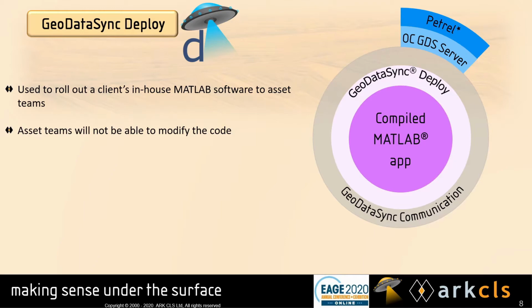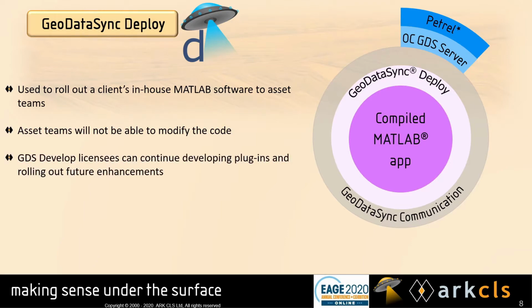ARK CLS configures GeoDataSync Deploy for each licensee, which protects the licensee's in-house developed GeoDataSync-enabled applications because such apps will only run on the licensee's specifically configured GeoDataSync Deploy. Following rollout of in-house developed apps, the developing geoscientist or engineer can continue the development of these apps with future enhancements.